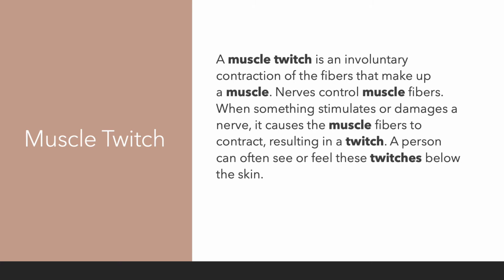Your lab will also talk a lot about muscle twitches, and a muscle twitch is an involuntary contraction of the fibers that make up a muscle. Nerves control muscle fibers, as you know, and when something stimulates or damages a nerve, it causes the muscle fibers to contract, resulting in a twitch. A person can often see or feel these twitches below the skin, and I'm sure you guys might have experience seeing a twitch from your muscle.